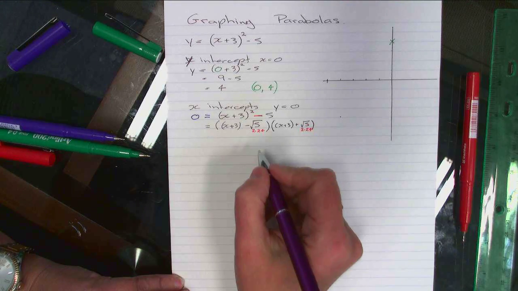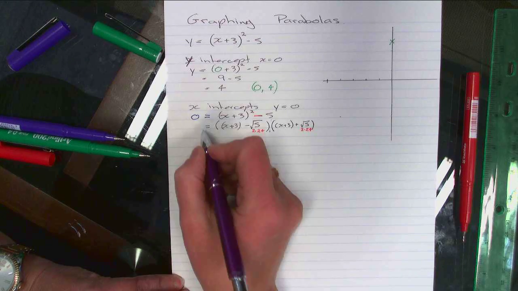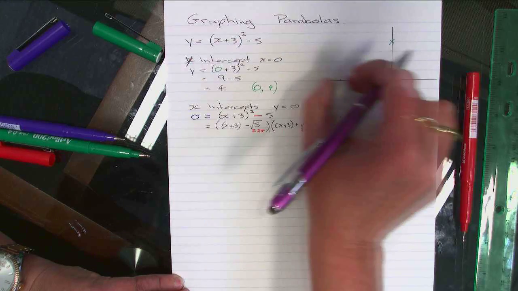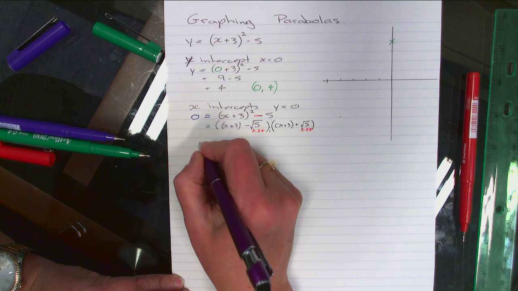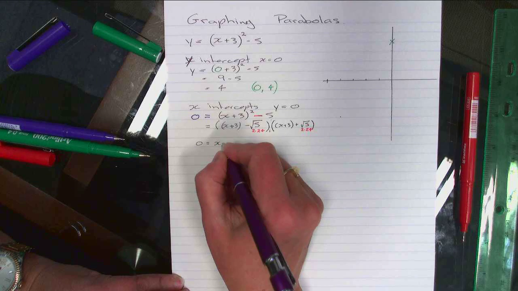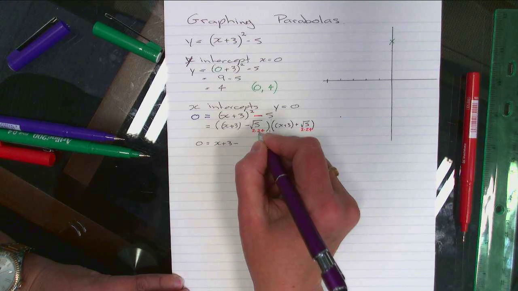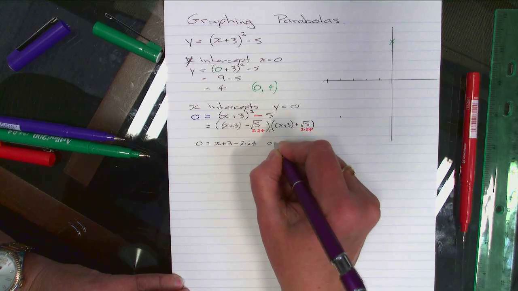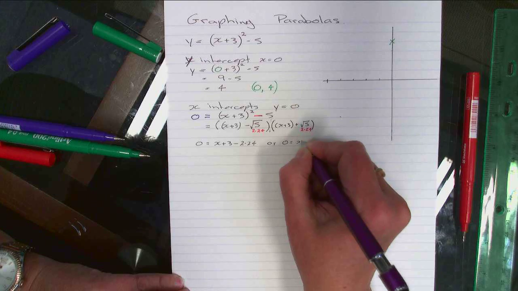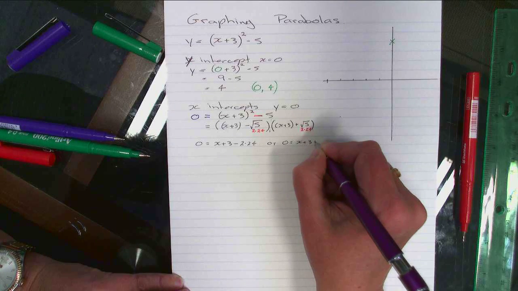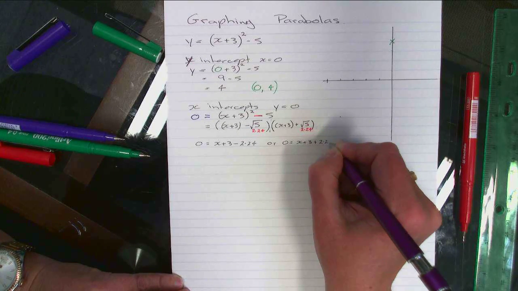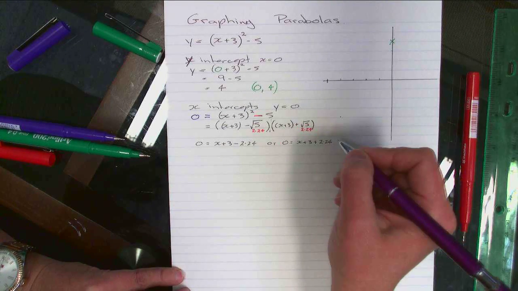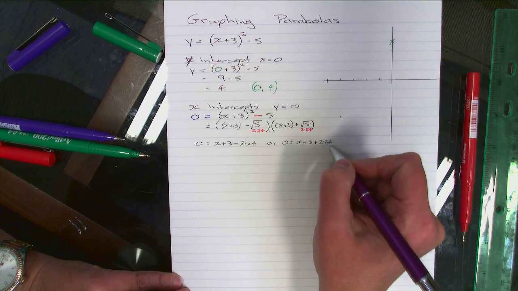So now we work out what x is equal to in both of these, because we're going to have two values, which will be the two places that it crosses the x-axis. So 0 equals x plus 3 minus, I'm going to use the number here, 2.24, or 0 equals x plus 3 plus 2.24. You would normally use the square root, but for this example, I'm just going to find a value and round it off.